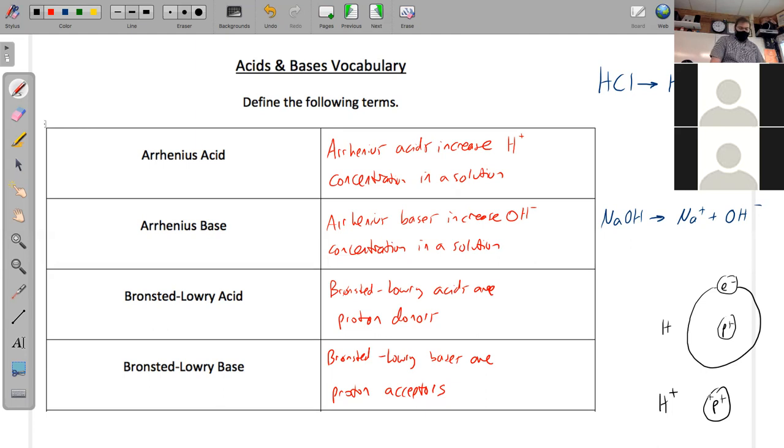So the thing about the Bronsted-Lowry definition is if you have a compound like HCl and it dissociates to make hydrogen ions and chloride ions, because hydrogen ions are essentially just a proton, a Bronsted-Lowry acid is defined as something that has protons that can donate protons. So what it means to donate protons is that there's a proton available that can react with something that is an anion.